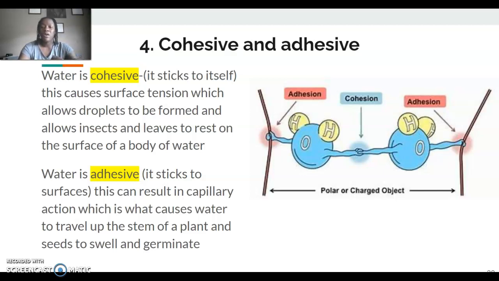Water is adhesive. It sticks to other surfaces, and this results in capillary action, which is what causes water to travel up the stem of a plant and seeds to swell and germinate. If water didn't have this adhesive property, then when the roots suck up the water, it wouldn't be able to get to the leaves in order to do photosynthesis and other things, because photosynthesis is not happening in the roots. So the cohesive and adhesive properties of water are very important and very necessary for life.